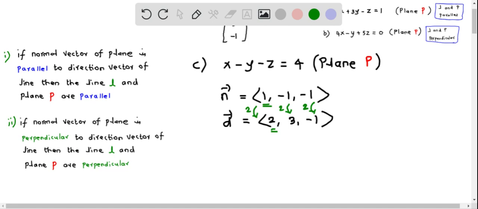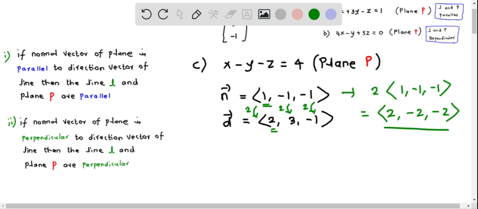So when you do that, if you multiply the normal vector by 2, that is (1, -1, -1), 2 times this will be 2, and then 2 times negative 1 is negative 2, and 2 times negative 1 is once again negative 2. So basically we should get the d vector as (2, -2, -2). Only then these two vectors are parallel. However, our direction vector is (2, 3, -1). So these two are not equal.